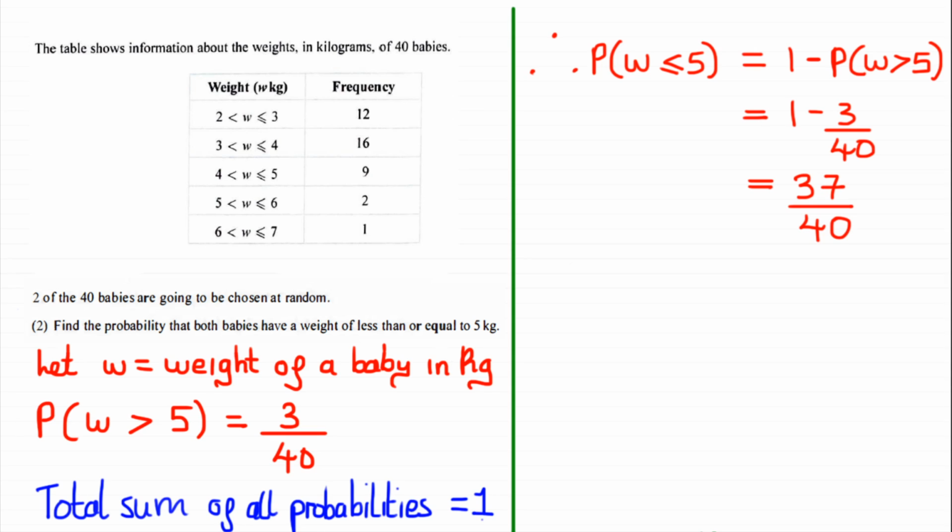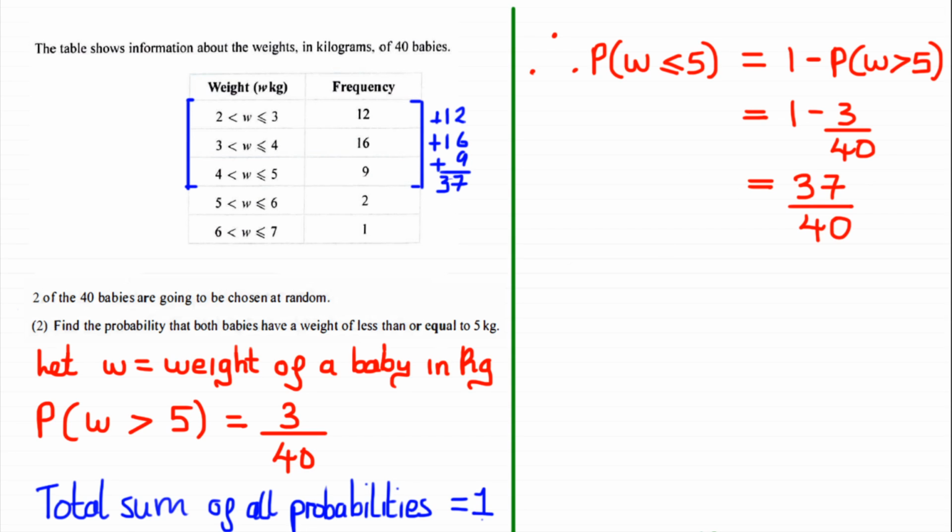Now, if you find it hard to get your head around that, don't worry. You can still use the same method as we used earlier, which is simply highlighting the interval we're looking for, which is all the weights which are less than 5, and just summing up those probabilities, and you will get 37 out of 40.